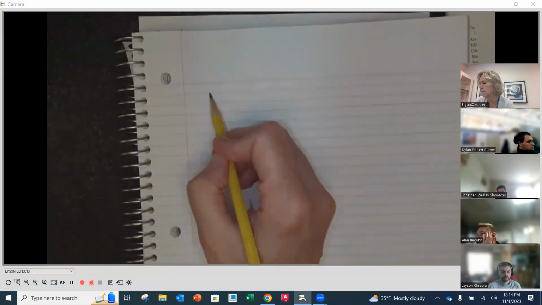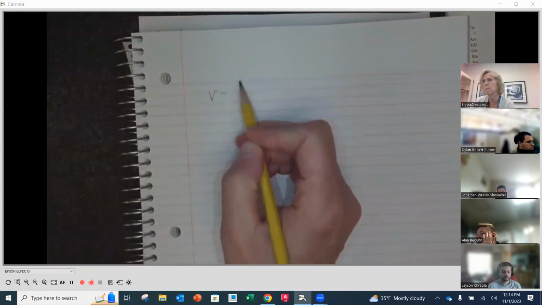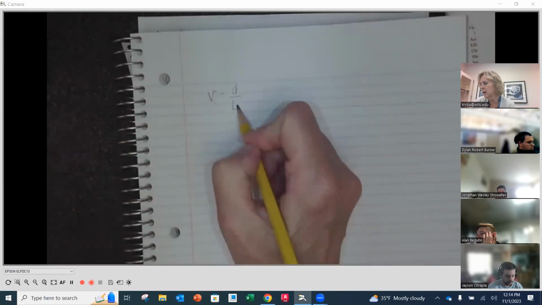Zoom out a little bit. For this example, I would start by writing my equation. V is equal to... I'm not crazy about the variable R because that's not normal to me and it's not very common either. I'm not sure why they use R, quite honestly, but I am simply going to say D over T.